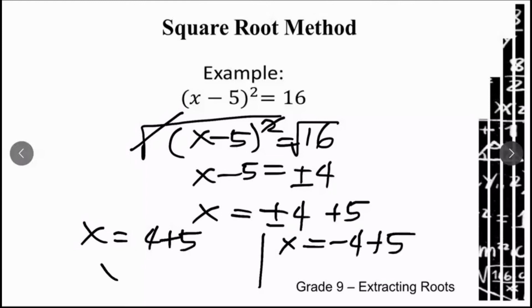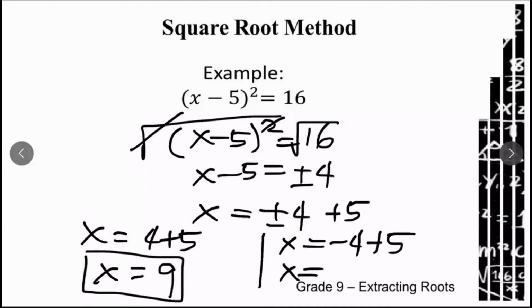Simplifying it, we have x = 4 + 5, which is 9. This is our first root. Followed by x = −4 + 5, which is 1. Therefore, we have positive 1. Meaning, we have two roots: one is positive 9, and one is positive 1. Therefore, that is our answer for this kind of example.